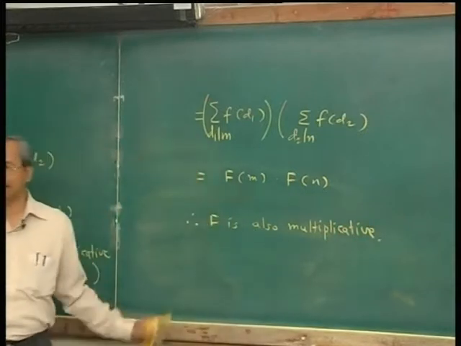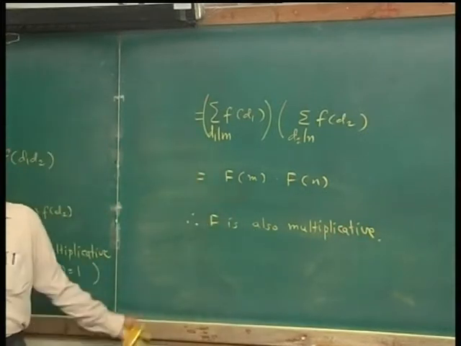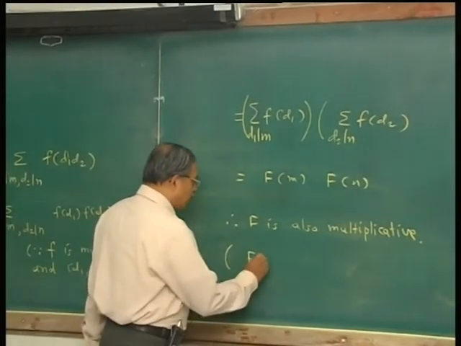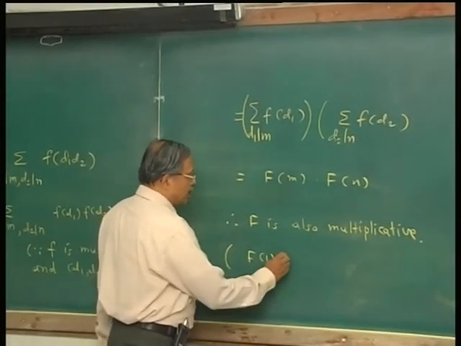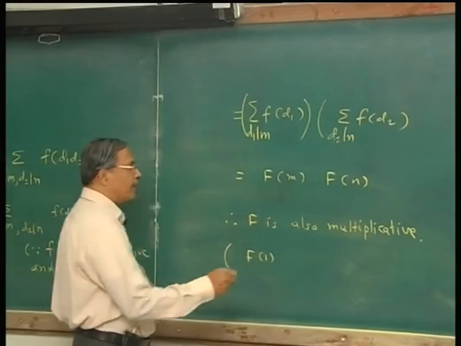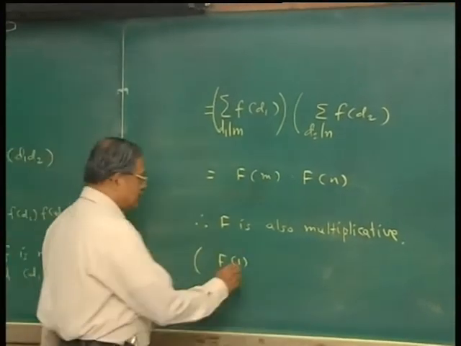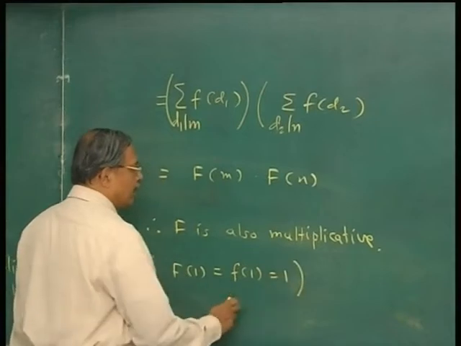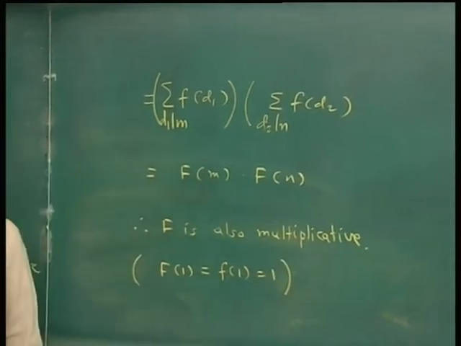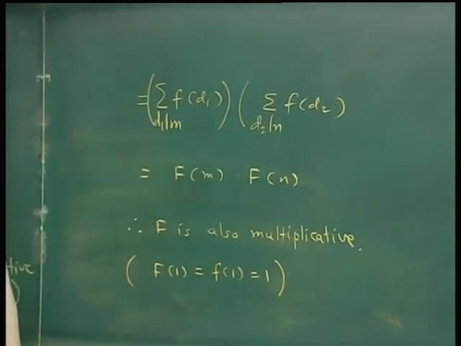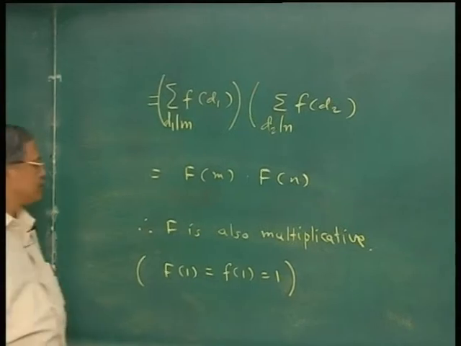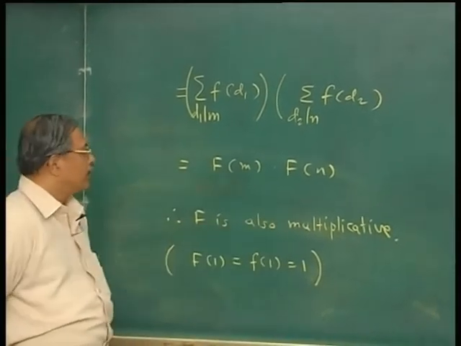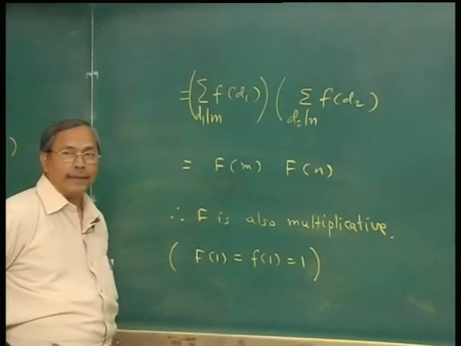Okay. The second property we have proved. The first property is actually trivial. See, what is capital F of 1? It is summation f(d), d divides 1. So this is f(1) only, and that is 1. So capital F is a non-zero function. It's not identically 0. So that is the first property, and this is the main property, that F is multiplicative.